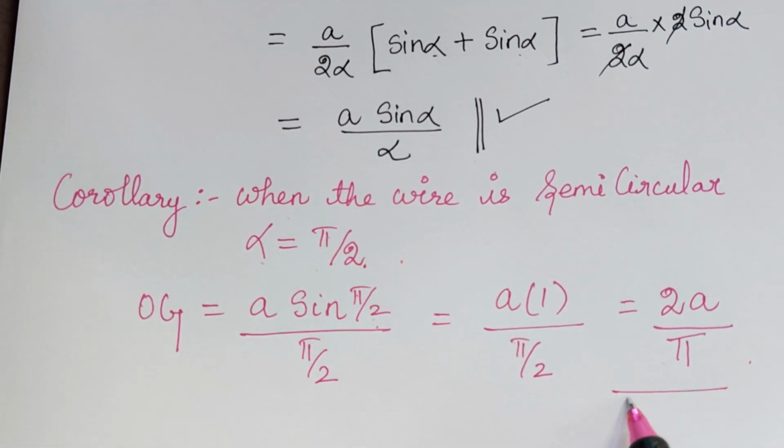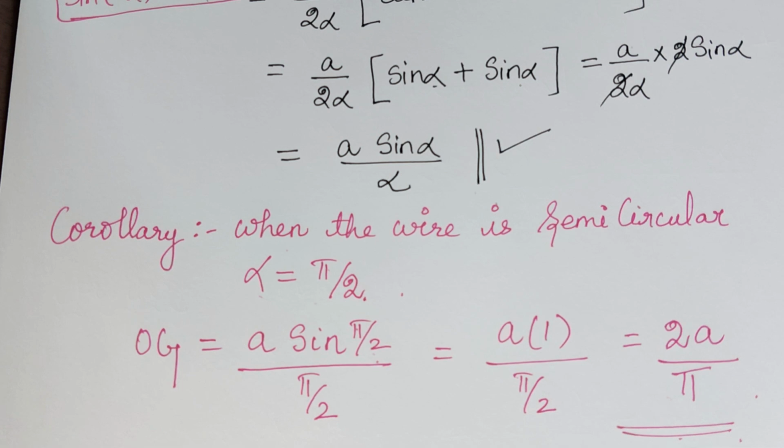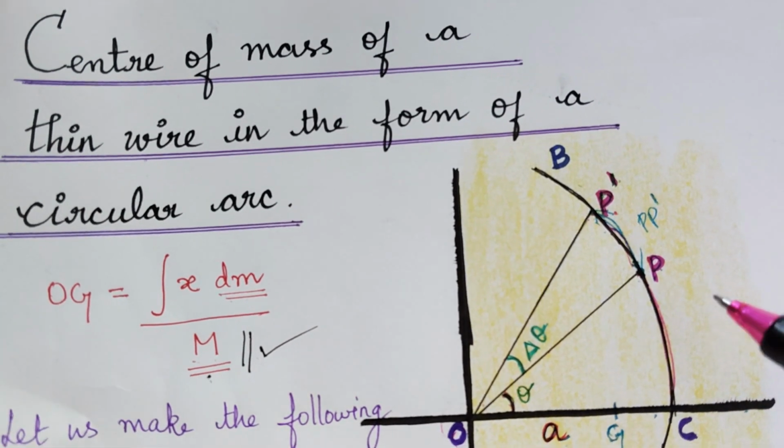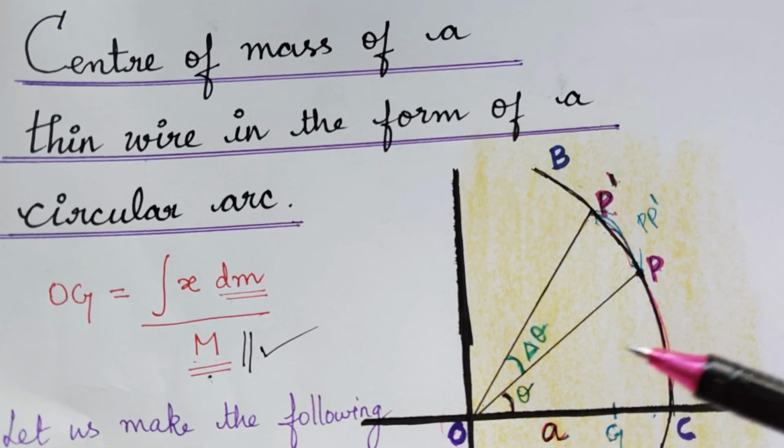This may come under 1 marks, so kindly make note of it. Hope you have understood the complete problem of finding the center of mass of a thin wire in the form of a circular arc. In our next video, we will be finding the center of mass for a solid hemisphere. Thank you.